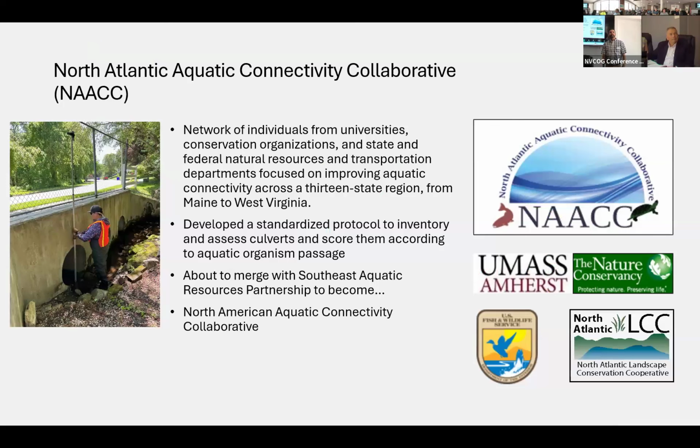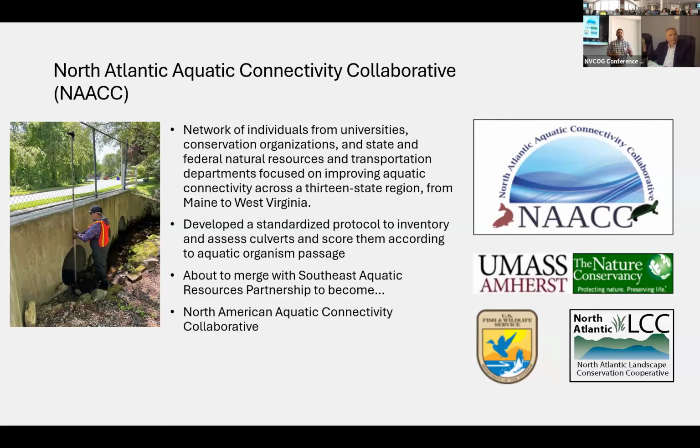Arrow forward, please. Which rolls me into the effort to assess culverts across the region. The North Atlantic Aquatic Connectivity Collaborative, NAACC or NAC as we like to call it, is a network of individuals from universities, organizations and agencies that came together to ask how we can address this kind of problem on a regional scale.